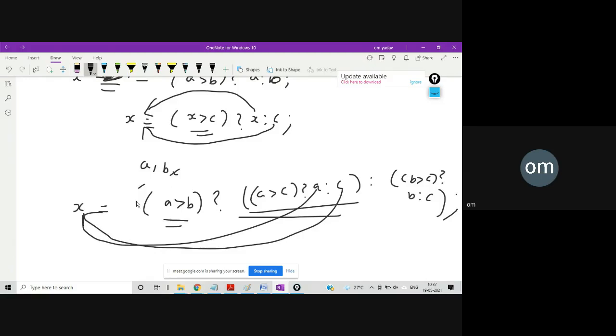But if this condition is false, that means A is not greater than B. That means B is greater than A. So the first part is confirmed that B is greater than A. I must also check whether B is greater than C or not, okay, because there are three numbers.